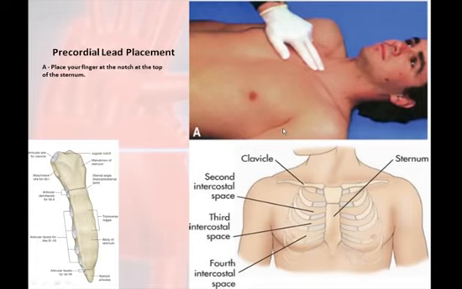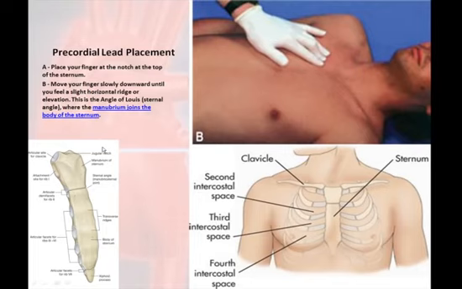First of all, you want to place your finger at the top notch of the sternum. Where you're actually placing your finger is right up here at the suprasternal notch. It's also called the jugular notch. You place your finger up there to find that. Don't press too hard because the trachea is right below that.